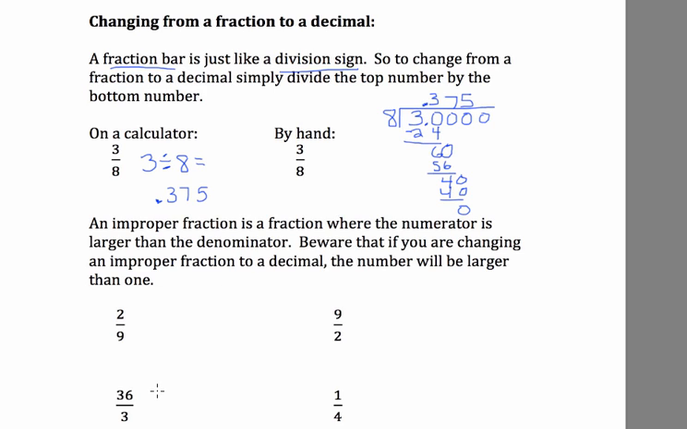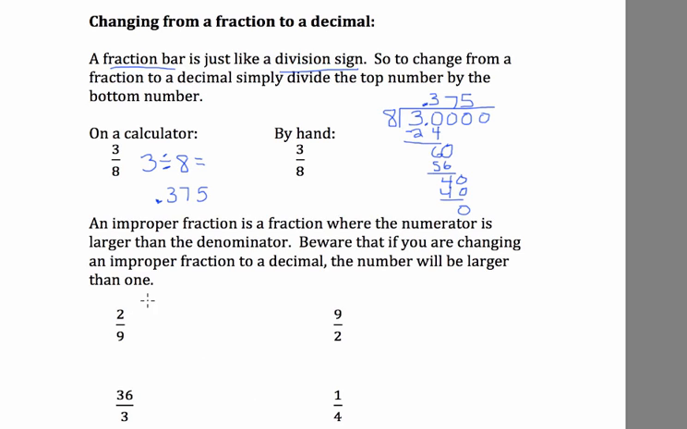An improper fraction is a fraction where the numerator is larger than the denominator, like 9/2 and 36/3. Beware that if you are changing an improper fraction to a decimal, the number will be larger than 1. So this number, 9/2, and this number, 36/3, should be larger than 1. A fraction that is not improper, 2/9 or 1/4, those should be decimal numbers less than 1. Again, these are calculator problems.